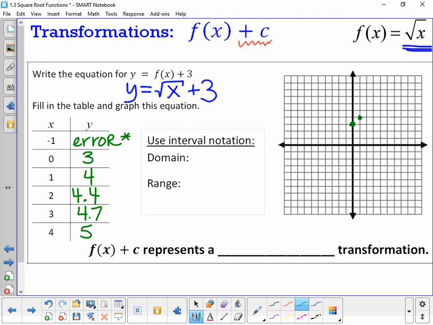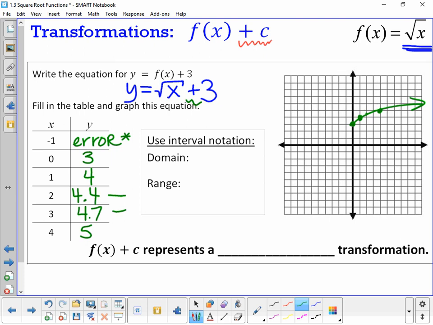1, 4. And, you know, these two came out to be decimals. You could try to get them in approximately the right spot. But I'm just going to go down to here, 4, 5. 1, 2, 3, 4, up 5, 1, 2, 3, 4, 5. So this is what the equation y equals square root of x plus 3 looks like.